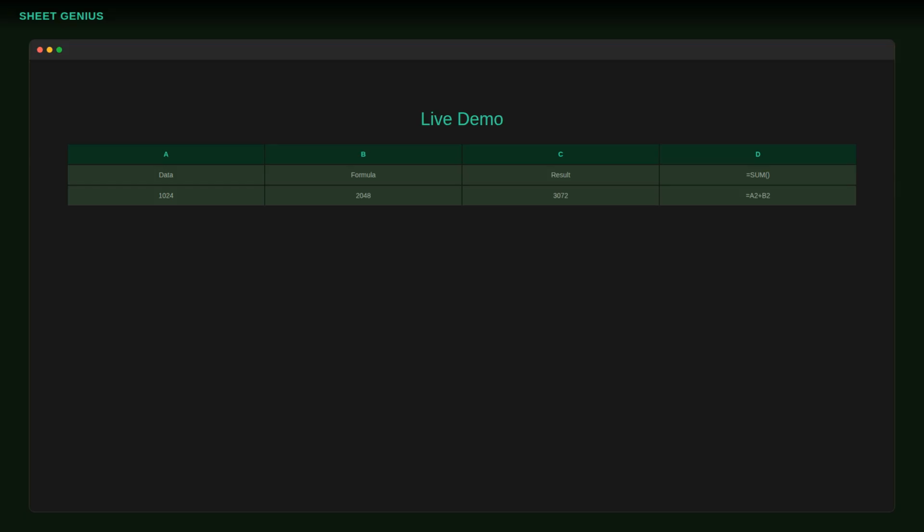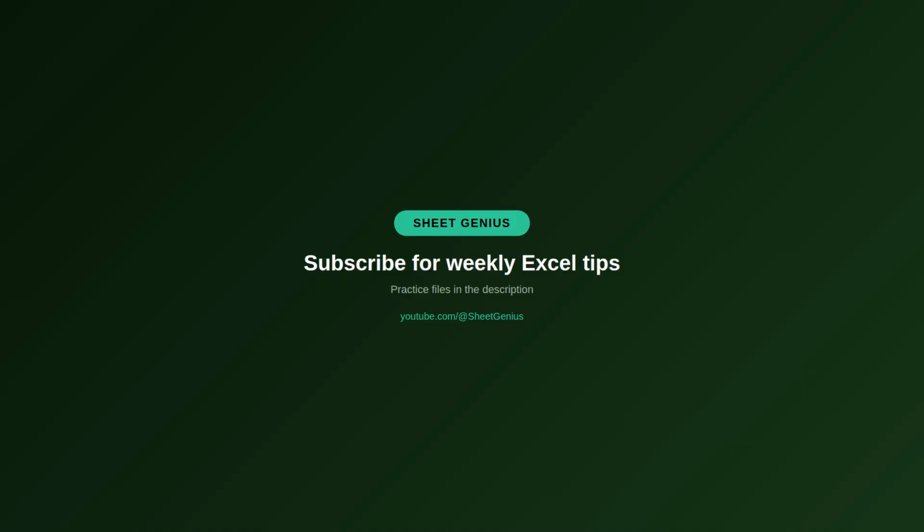I rewrite 5 real nested if formulas using switch and IFS. The character count drops by 40 to 60% each time, and the formulas become self-documenting. Clean formulas are maintainable formulas.